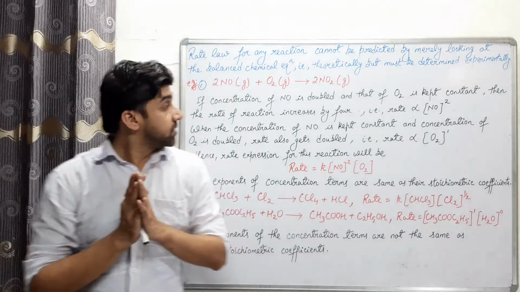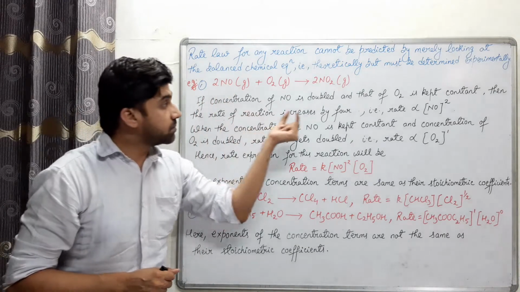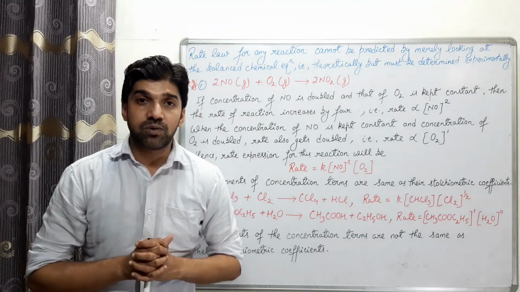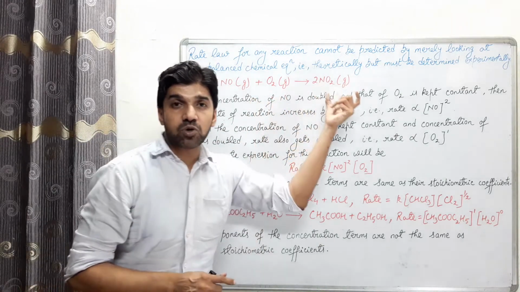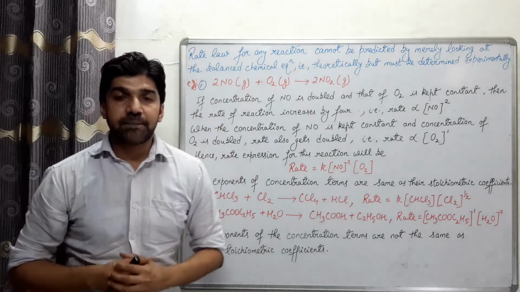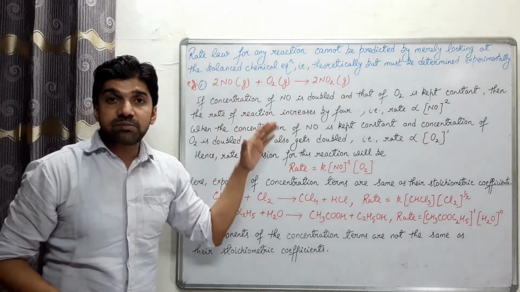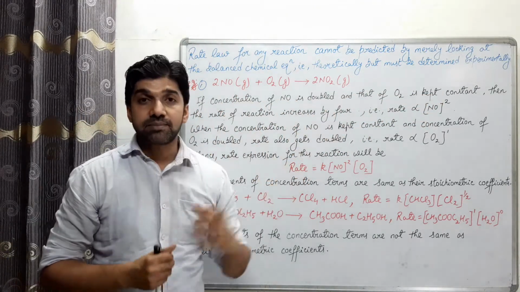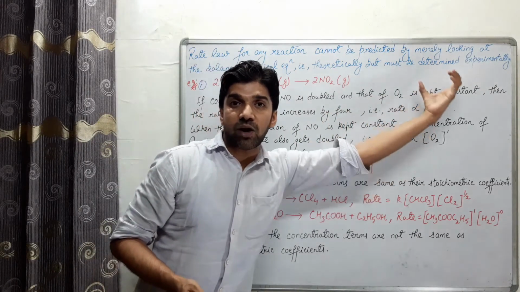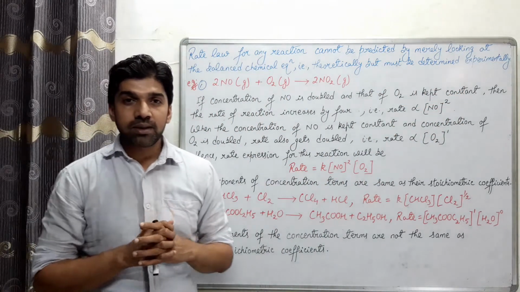Clear? Look now. In this case, first of all, we will increase the concentration of NO to twice, that is, double it. The concentration of NO is doubled and that of O2 is kept constant. So what did we find? That the rate of reaction increases by 4 times. So we can say that the rate is directly proportional to the square of the concentration of NO. Clear till now? Now let's reverse it a bit.